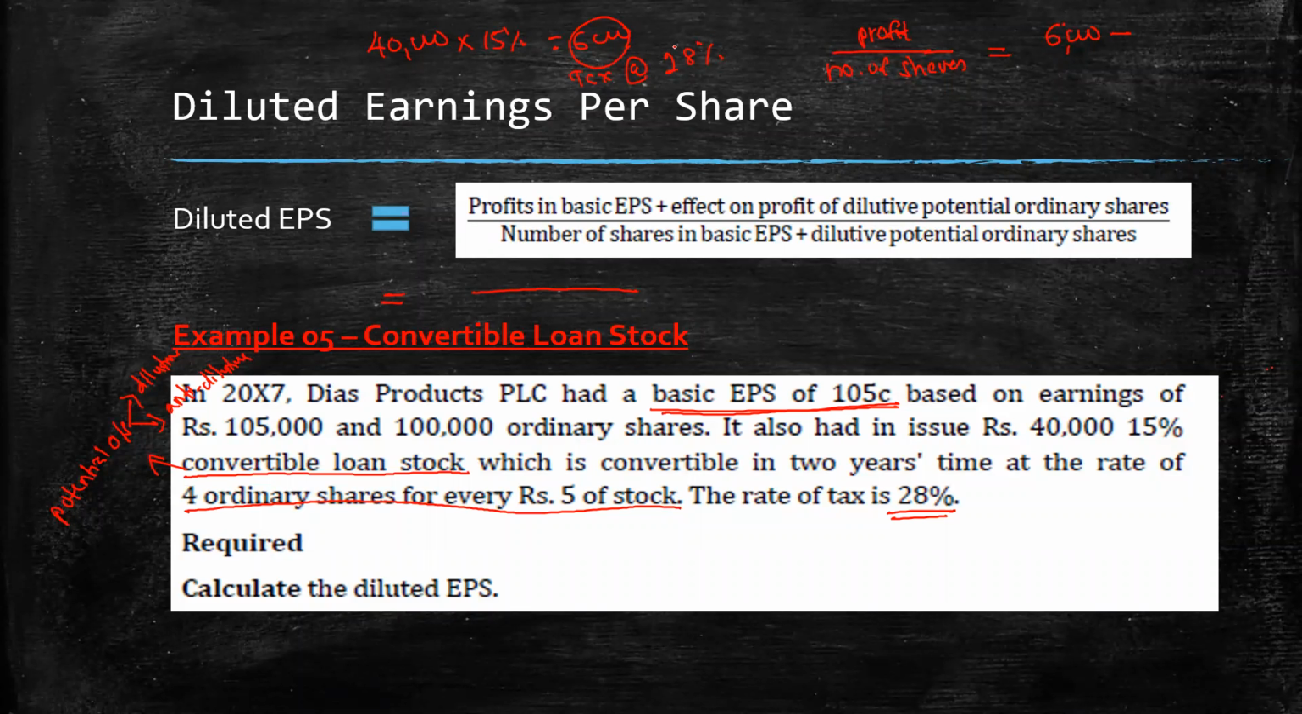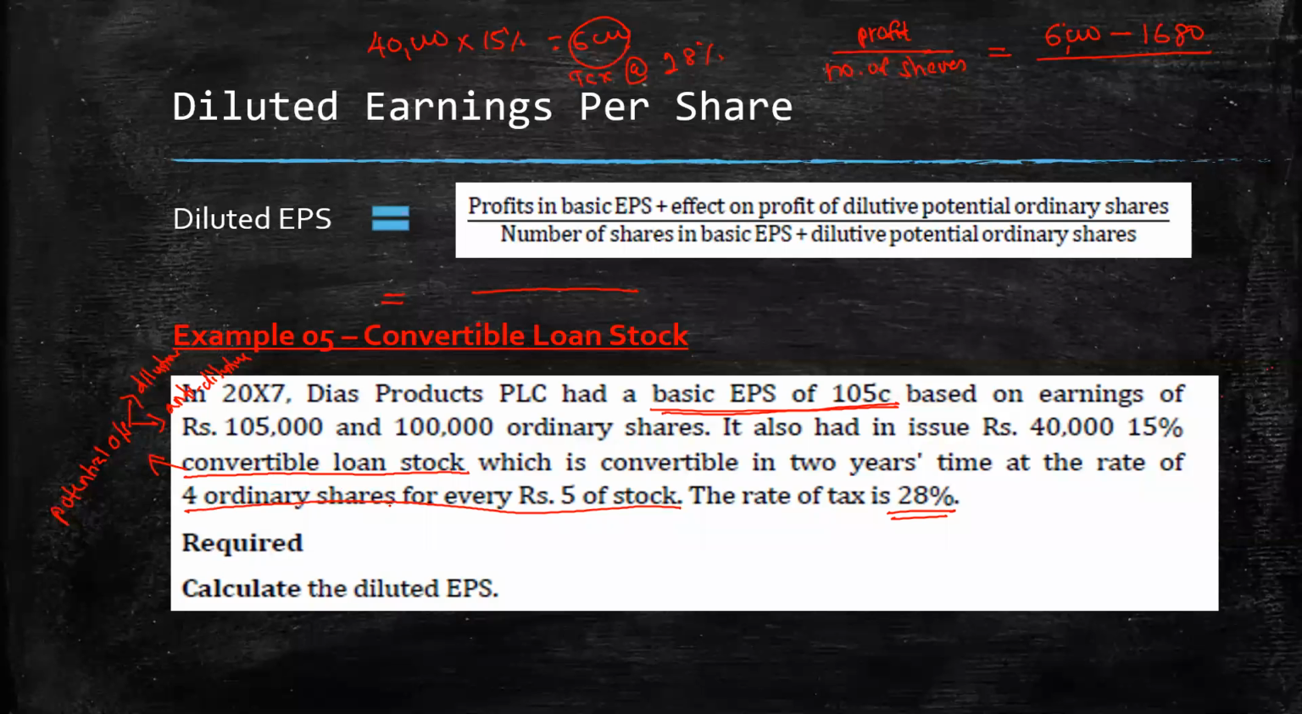So what is the net impact then? 28% means what? 1,680. 1,680 divided by number of shares.